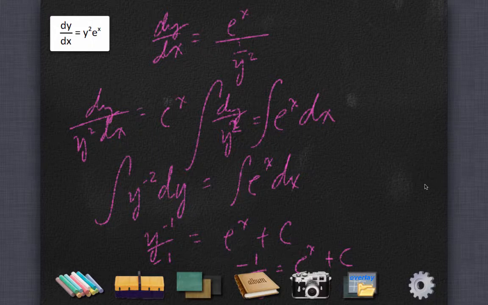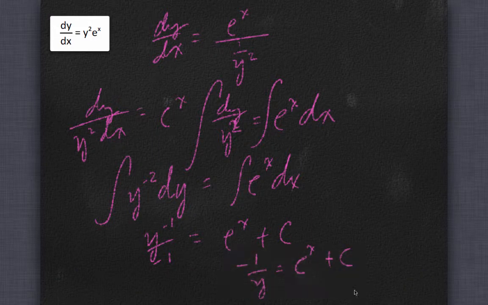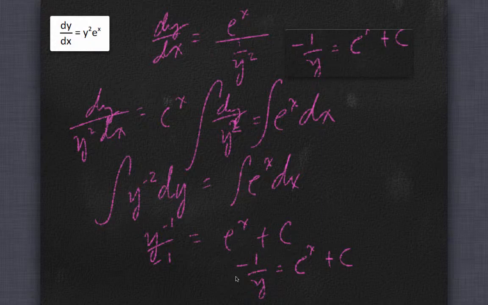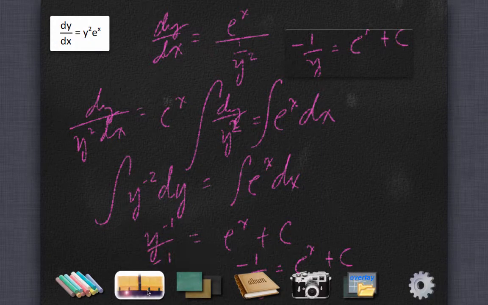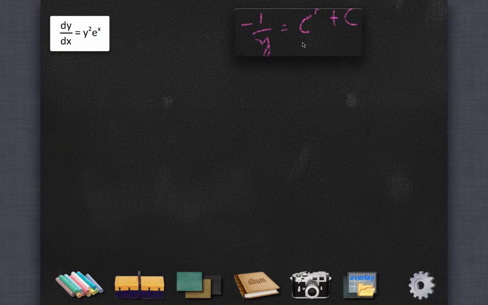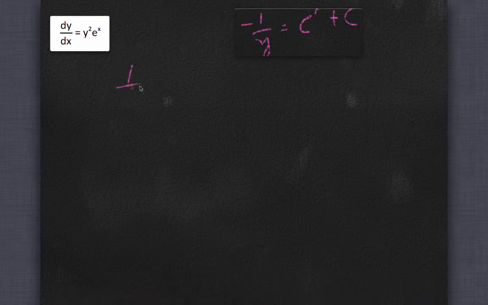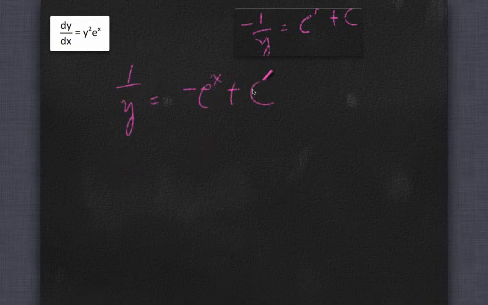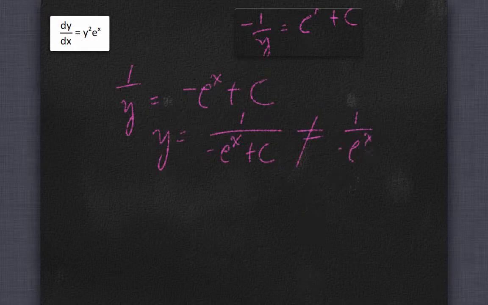I could now solve for y here. I could say 1 over y equals negative e to the x plus a constant, because again, if I multiply all the constants in the world by negative 1, I still get all the constants. And then y equals 1 over this. This does not equal 1 over minus e to the x plus a constant. These are not equal, okay?